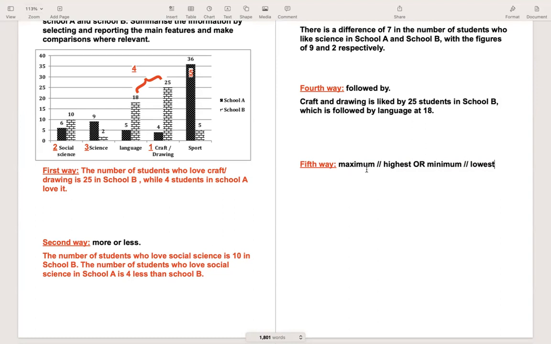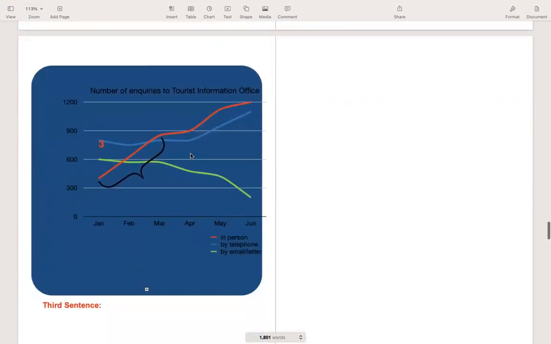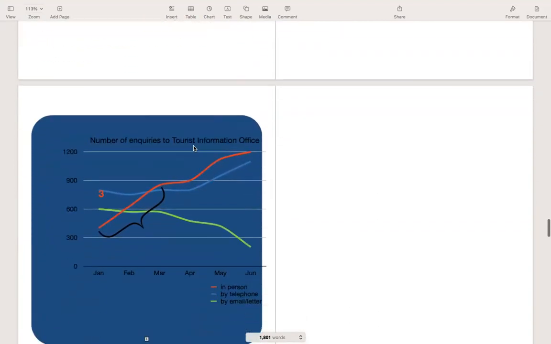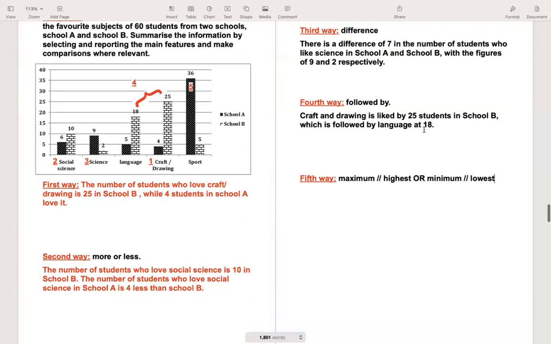Let's finish the last one, and then we have one sentence left. So we'll do that on Monday. Okay. So let's do this. Here, maximum, highest, or minimum, or lowest. So we are going to say maximum, right? In school A, which is maximum? Which subject? Sports. Sports is maximum in the school, followed by science. We are not going to solve that. Sports is the maximum, and minimum is craft.